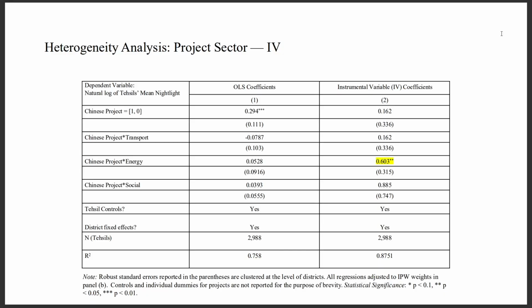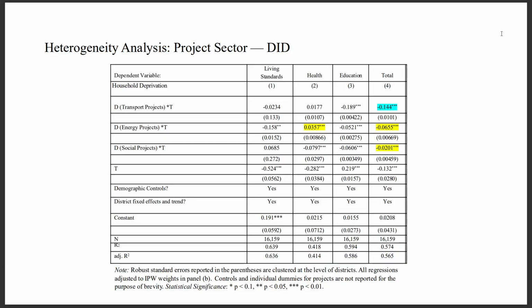So I've also conducted a heterogeneity analysis in this regard, and the first one is the project sector. So what sector is more beneficial? This shows that only energy infrastructure constructed under CPEC leads to the most significant change in, for instance, nocturnal luminosity in that region, and it does make sense.